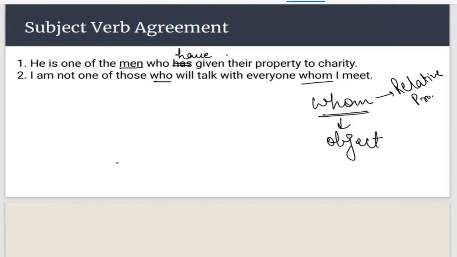Very good, Tilak. Very good, guys. Those is antecedent in the sentence.